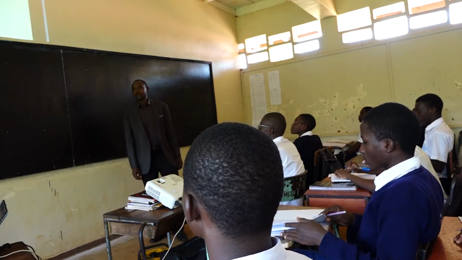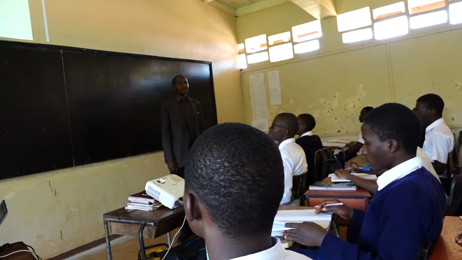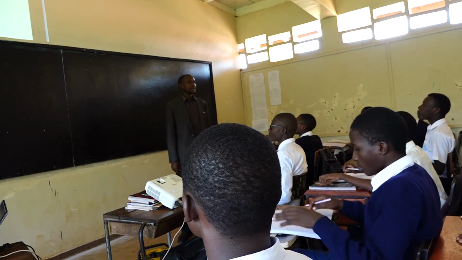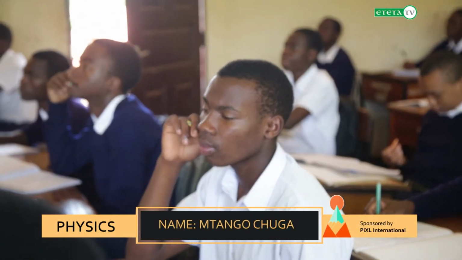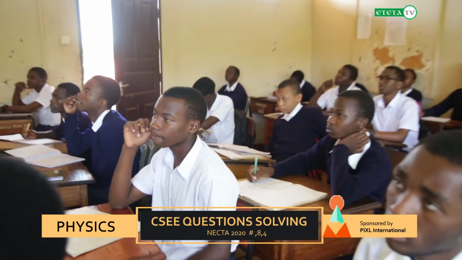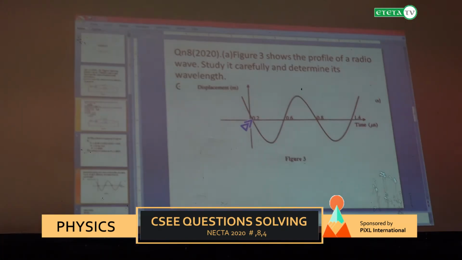Today I want to discuss different questions from the NECTA. Now, we also have question number 9, the year 2020. Question number 8a: Figure 3 shows the profile of the radio wave. Study it carefully and determine its wavelength.